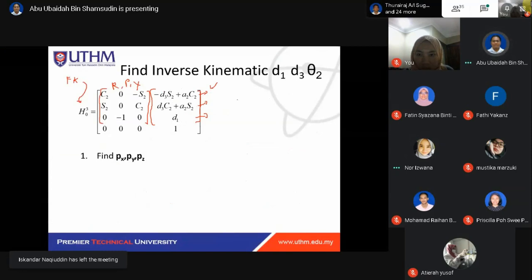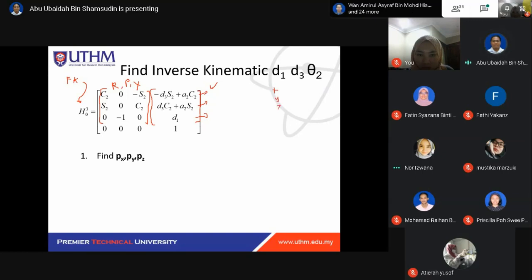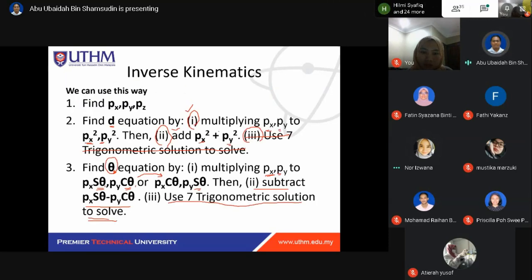So for directional, we have X, Y, and Z. So what is this value here? This is for X. This is for Y, and Z. Okay. So this is Px, Py, and Pz. Yes. Okay. Thank you very much, Izwana.